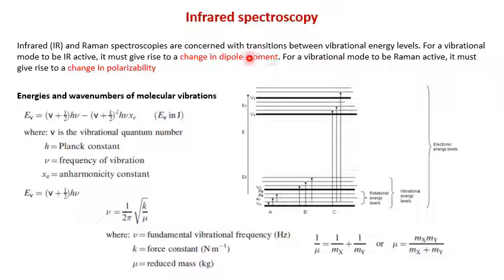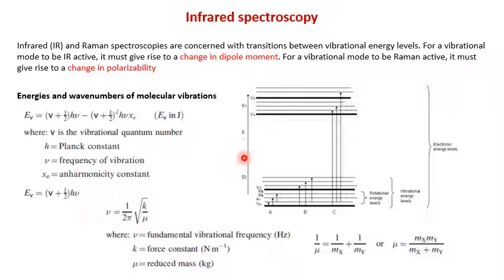Hello everyone. In this module, I will talk about infrared spectroscopy. Now, infrared spectroscopy, that is called IR, and Raman spectroscopy are two types of vibrational spectroscopy, and they are concerned with transition between vibrational energy levels.